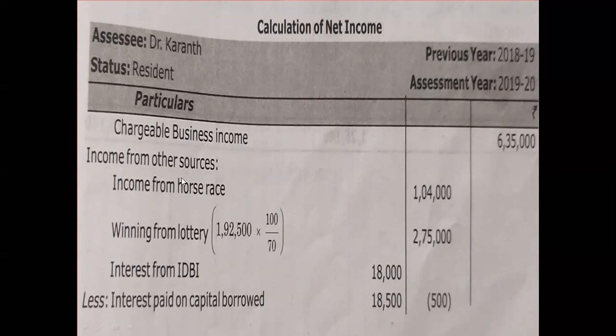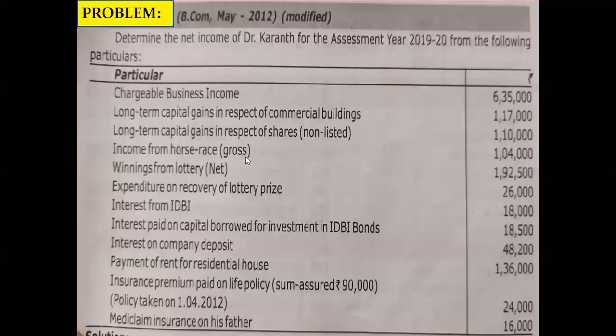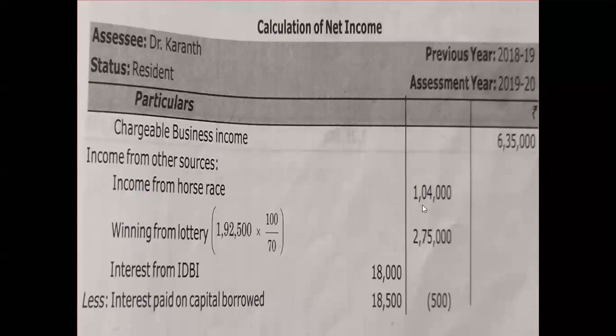Next, income from other sources. I have already explained that if they have given casual income, it can be taken either before the gross total income or after claiming the deductions from the gross total income. No compulsion. So, income from other sources. First, income from horse races. They have clearly mentioned it is the gross amount, so we need to take it directly, that is 1,04,000.